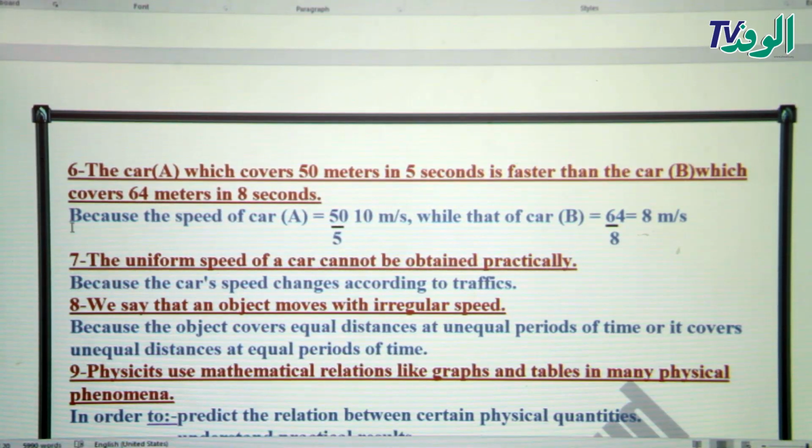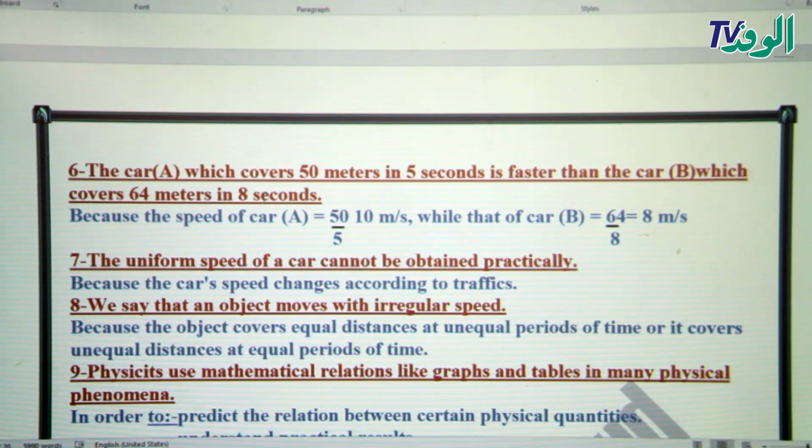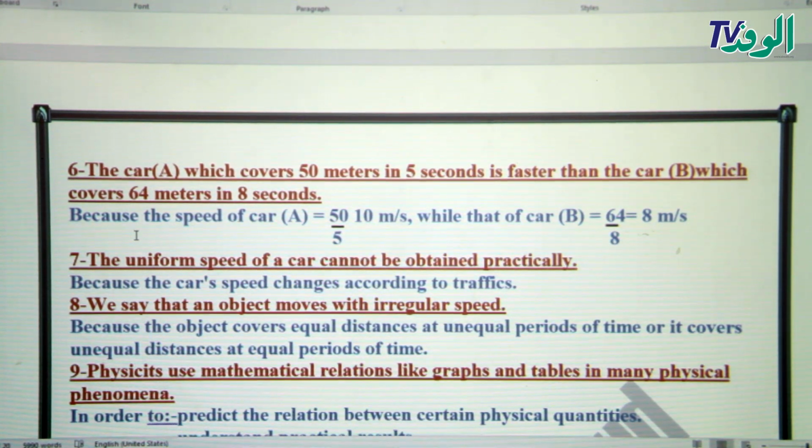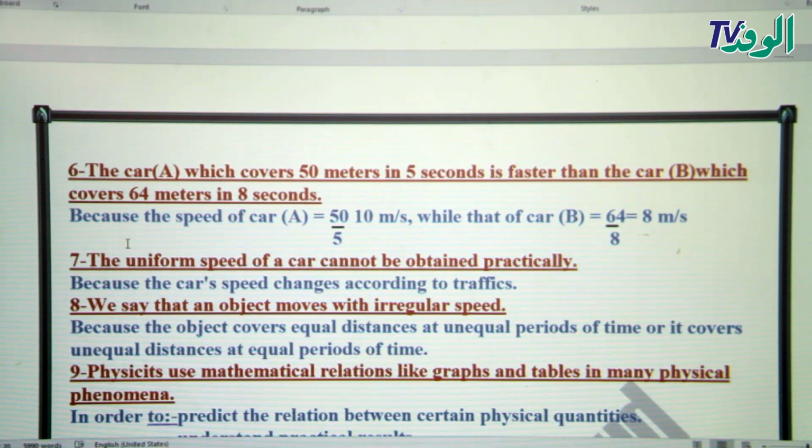Another question: car A, which covers 50 meters in 5 seconds, is faster than car B, which covers 64 meters in 8 seconds. Is this a give reason or a problem? It is actually a give reason, but it can only be solved using the problem method.